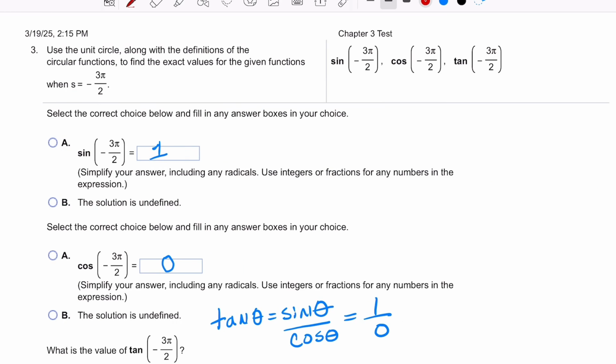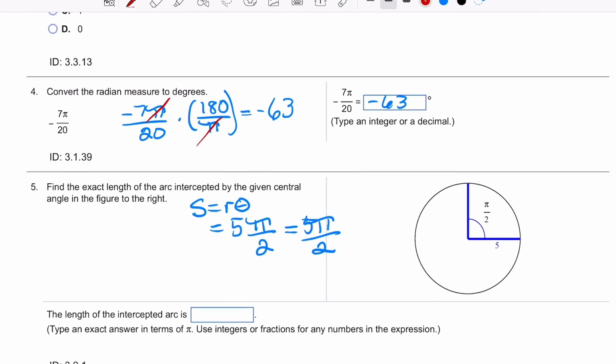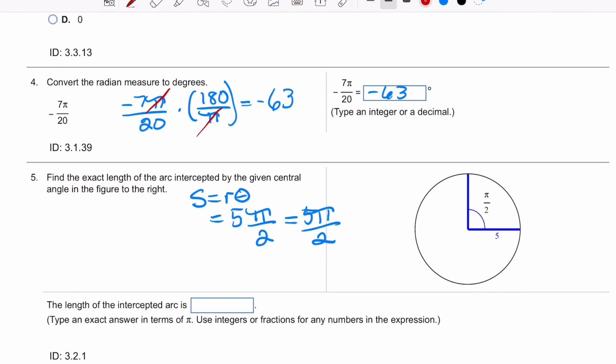All right, and number 3, all we need to do is kind of the same thing. You're just finding the exact values, so your answer should come from the coordinates on the unit circle: 1, 0, 0, 1, -1, 0, 0, -1, and then tangent, of course, is a combination of sine and cosine. Converting from radian measure to degrees, you know what to do. If you're going from radians to degrees, you multiply by 180 over pi. But if you're going from degrees to radians, you multiply by pi over 180.